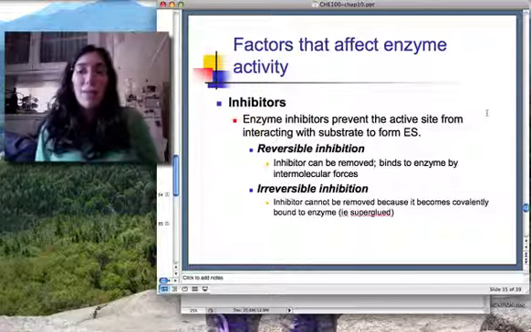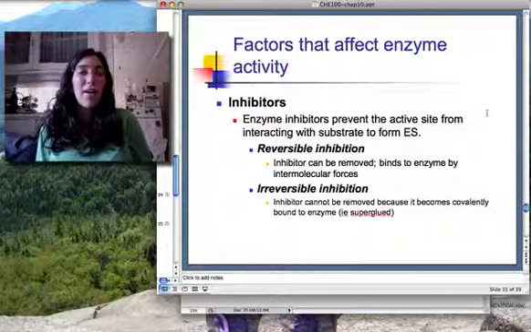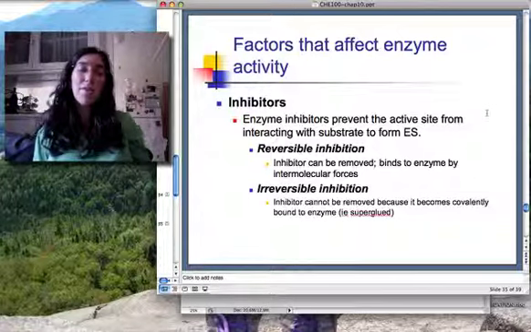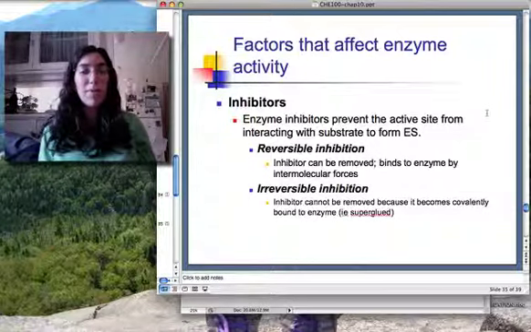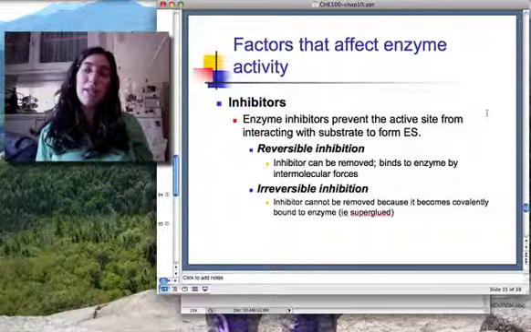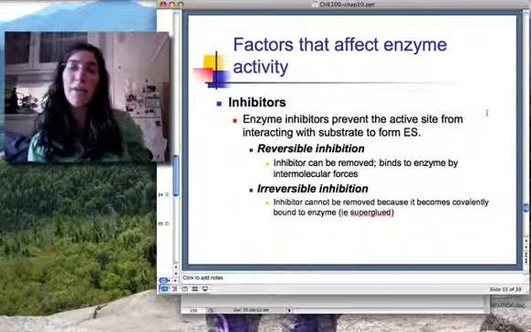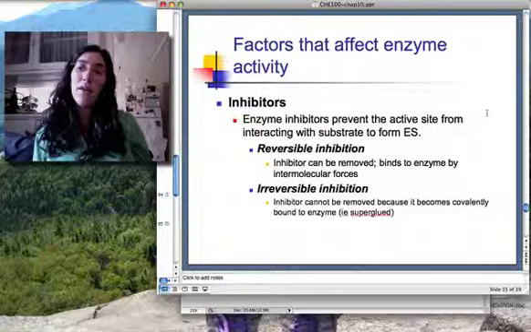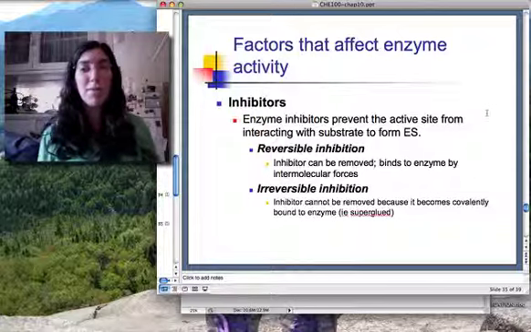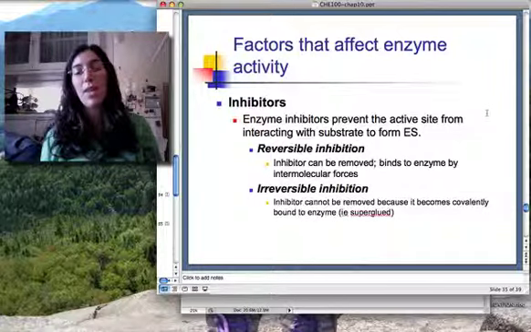The other thing that can affect an enzyme activity are inhibitors, okay? And there's different flavors of inhibitors. You can have reversible inhibitors and irreversible inhibitors. Okay, so inhibitors basically prevent the enzyme from forming an enzyme-substrate complex with the substrate.